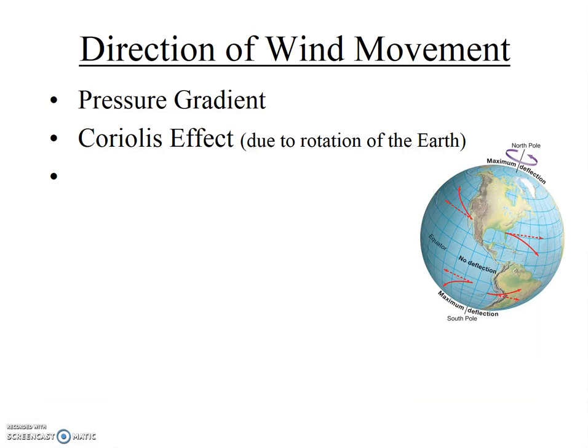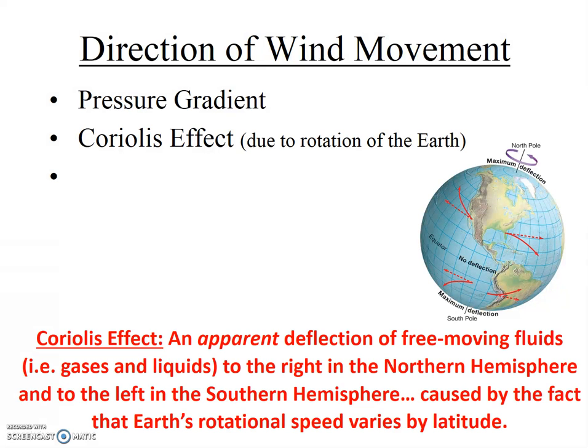Now the example we just drew, we said was only hypothetical. It would only be true if the Earth was smooth as a marble, so no friction, and it stopped rotating. But because the Earth rotates, we also need to consider the Coriolis effect. The Coriolis effect is an apparent deflection of free-moving fluids, gases and liquids, to the right in the northern hemisphere and to the left in the southern hemisphere.